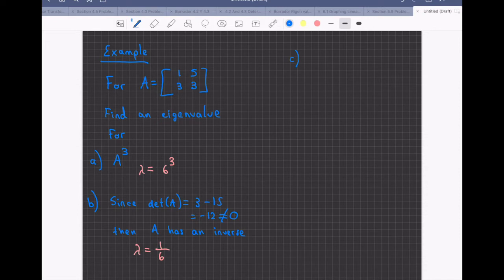And part C, find an eigenvalue for the matrix A plus 2 times the identity matrix with size 2. In this case, it's very simple. Since we know that 6 is an eigenvalue for A, then one eigenvalue for A plus twice the identity matrix with size 2 is going to be only 6 plus 2. That is equal to 8. And that's all. You see? All right.